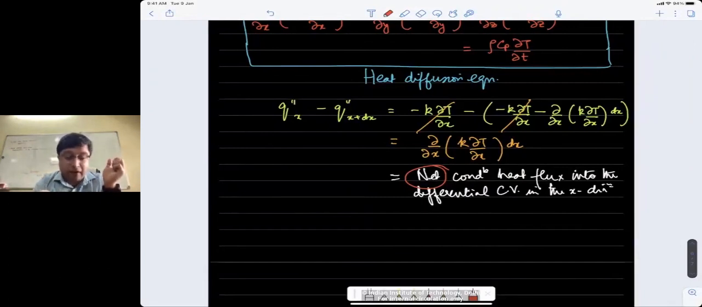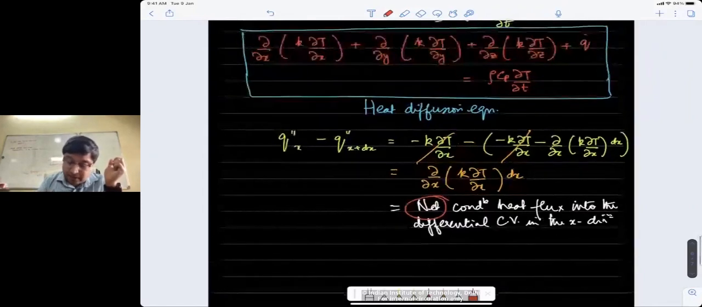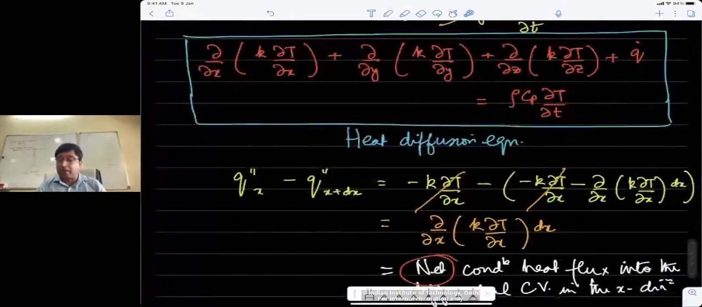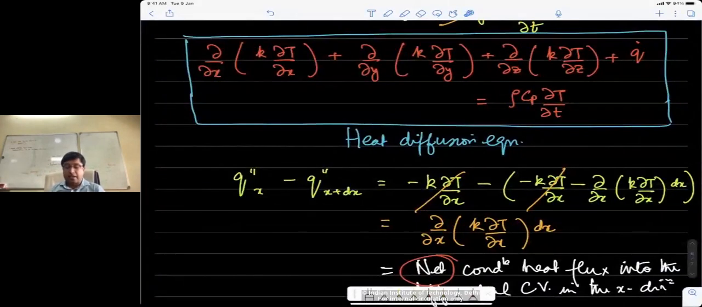So that net heat flux plus the rate at which energy is being generated in the control volume is what is leading to a change in temperature of the control volume. So thermal energy changes. In our case, the interpretation is that the net heat flux coming in plus the rate of any heat generation is what is leading to the change of thermal energy in this system. So that is a physical interpretation, or I would say another interpretation, of this heat diffusion equation.